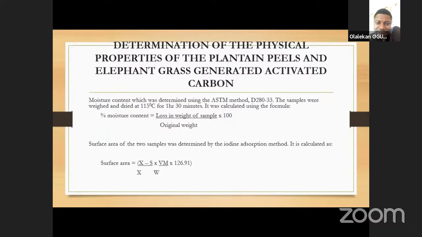Next slide. Okay, sir. So some physical properties of this absorbent were determined, as you can see there, sir. Moisture content: the formula for determining it was given there as loss in weight of sample over original weight multiplied by 100. Then the surface area was captured there also, using the formula described by ASTM method D280-33.